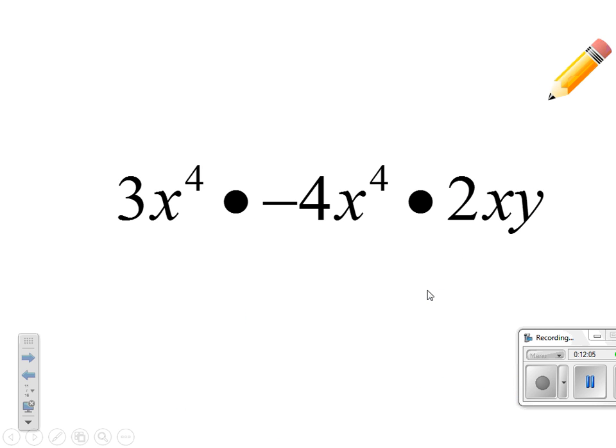All right, so now let's apply the rules. I've got a whole bunch of x's that if I took the numbers out, I would have 4 x's, 4 x's, and another x.